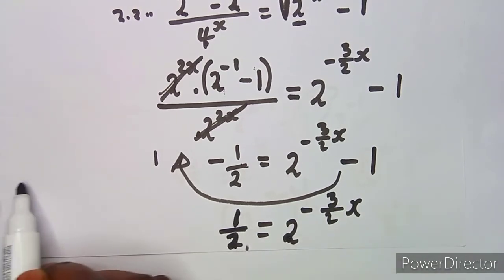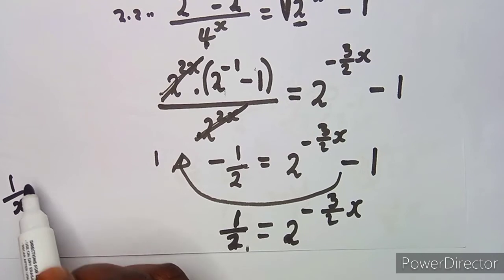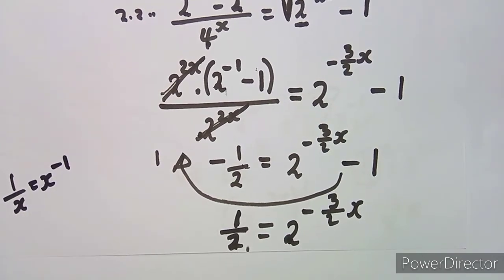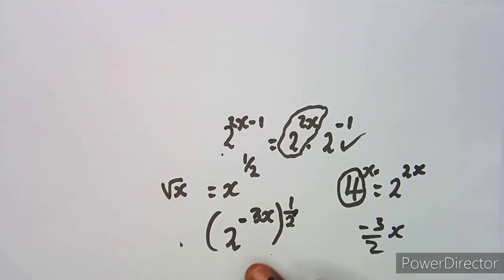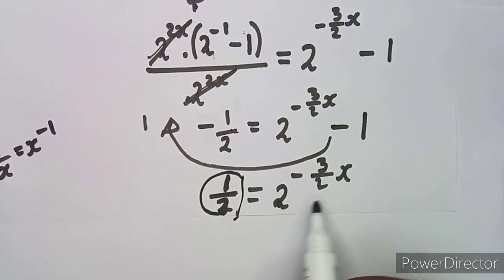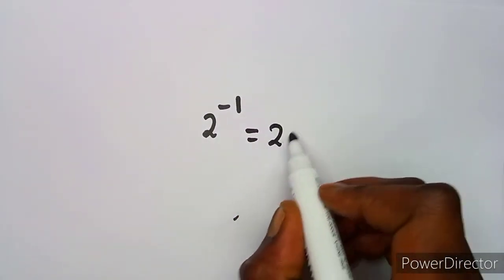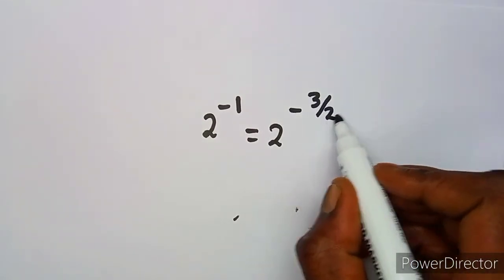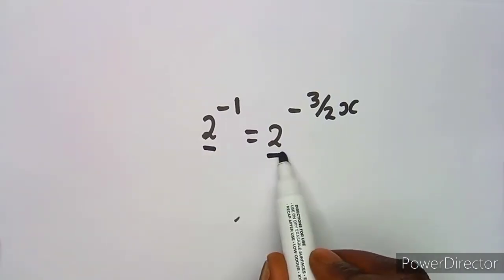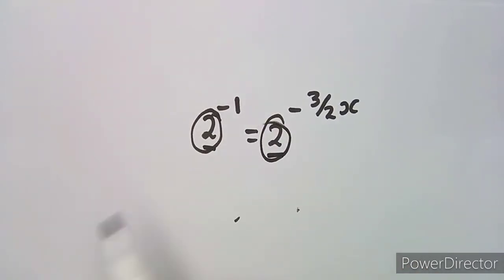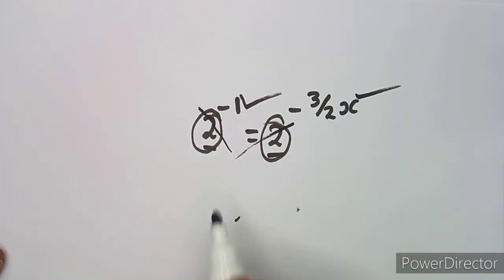From our laws of exponents, remember 1 over x is the same as x to the exponent of negative 1. So 1 over 2 is the same as 2 to the exponent of negative 1, which is equal to this. Why are we even doing this? Because we know that once we have the bases which are the same equated together like this, it means the exponents are automatically the same.